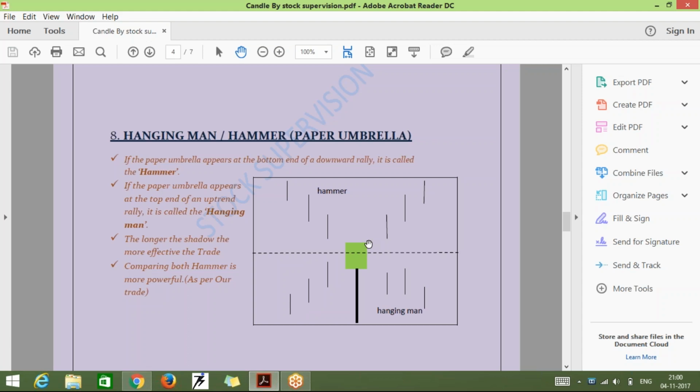And if you are seeing the paper umbrella at a downside rally, this is the down rally, and you are seeing the paper umbrella here, then again you can expect the trend to reverse.